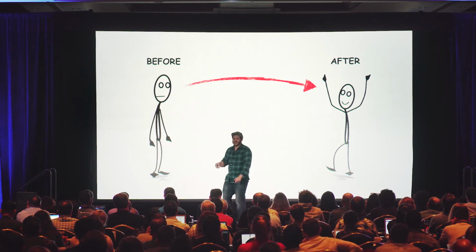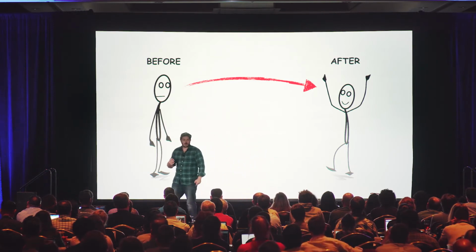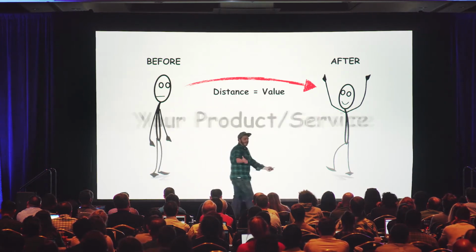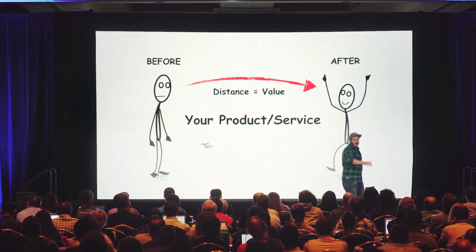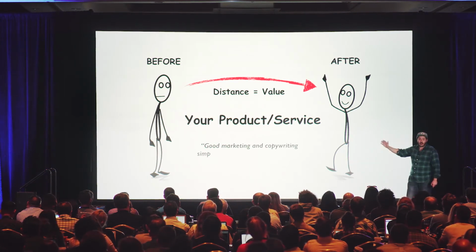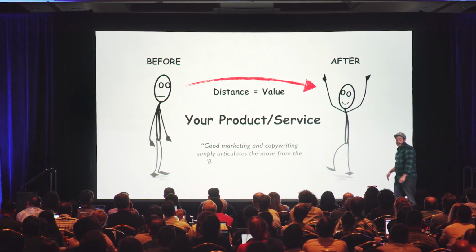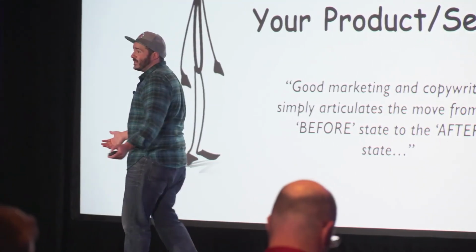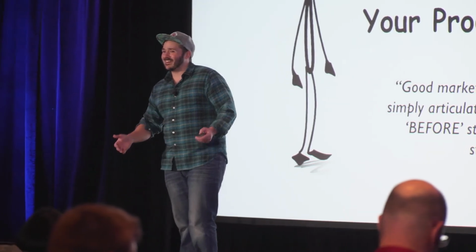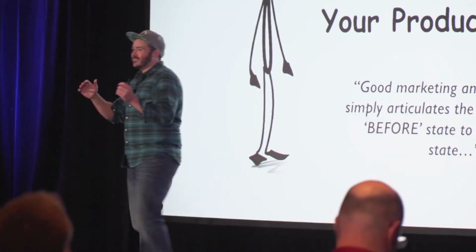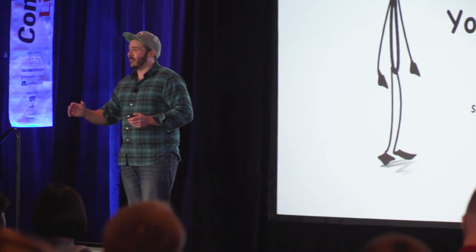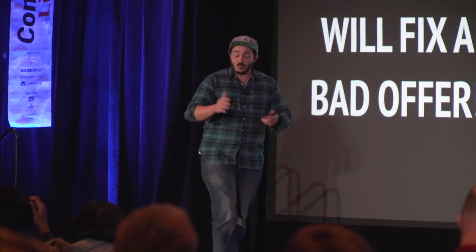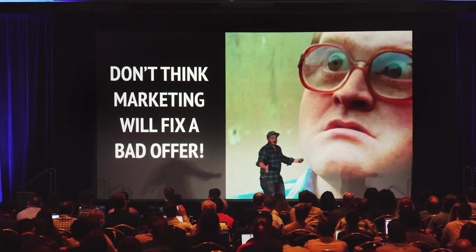And so all marketing is the articulation of value. And the amount it costs for you there, like the distance equals value, and then whatever your product or service is, and that's all. Good marketing and copywriting simply articulates the move from the before state to the after state. So we just got to get good at articulating things, right? We got to make sure the formats work, and we have to make sure that people can find what they're looking for and expect it. No surprises, right?